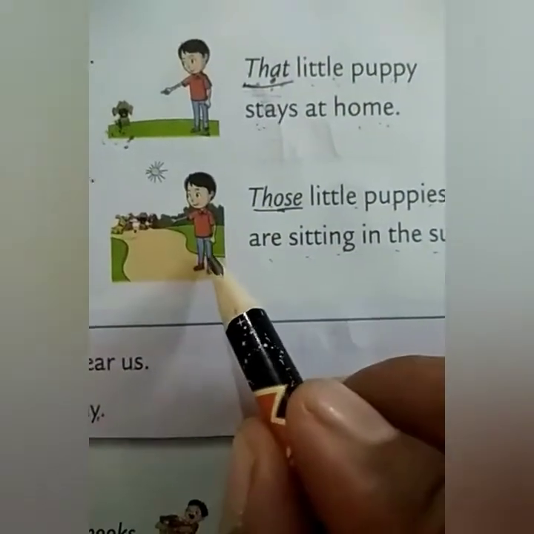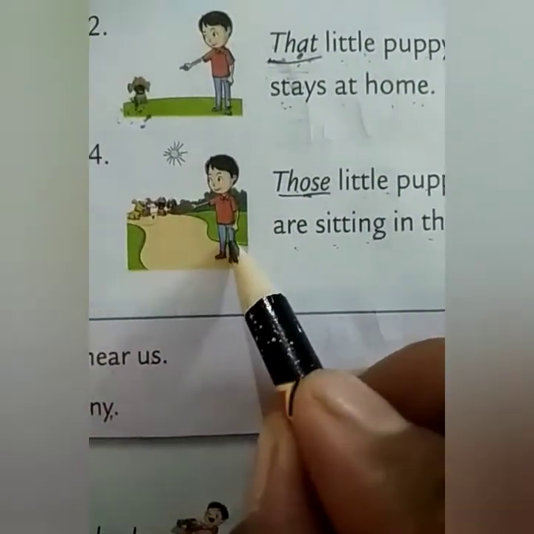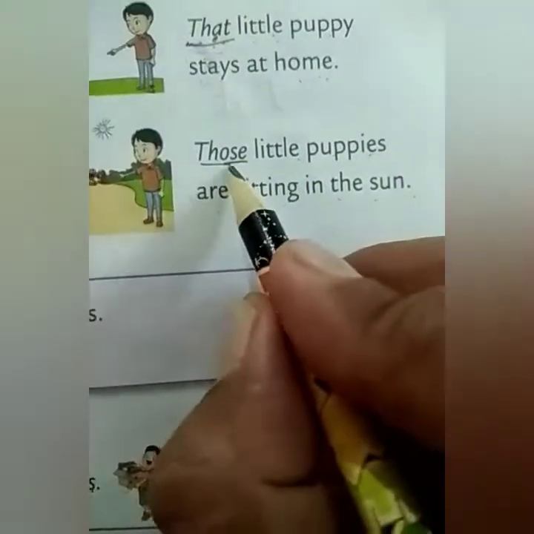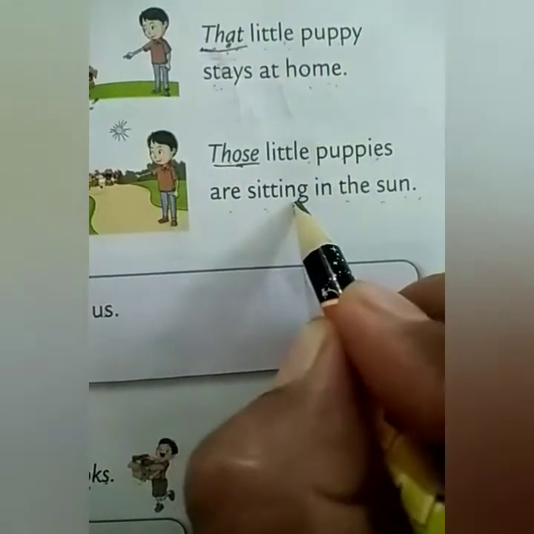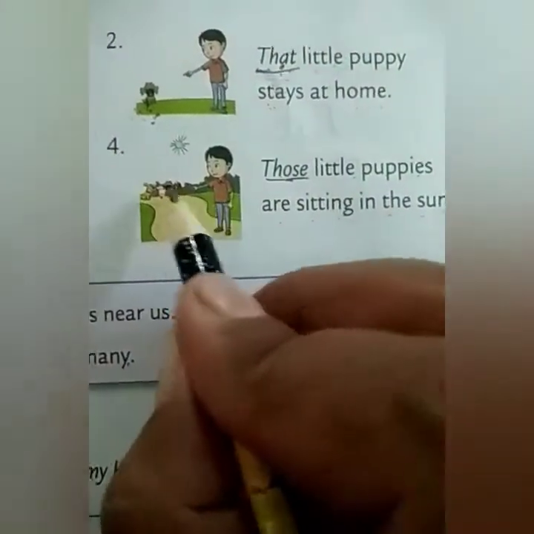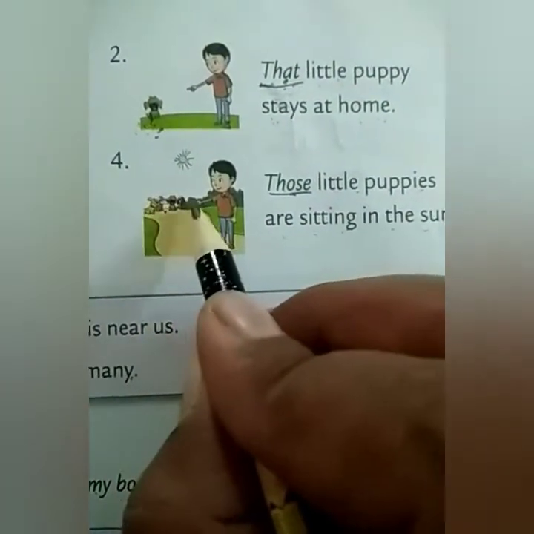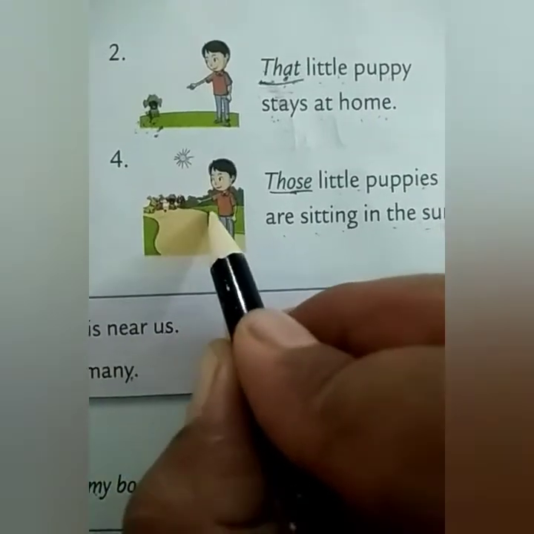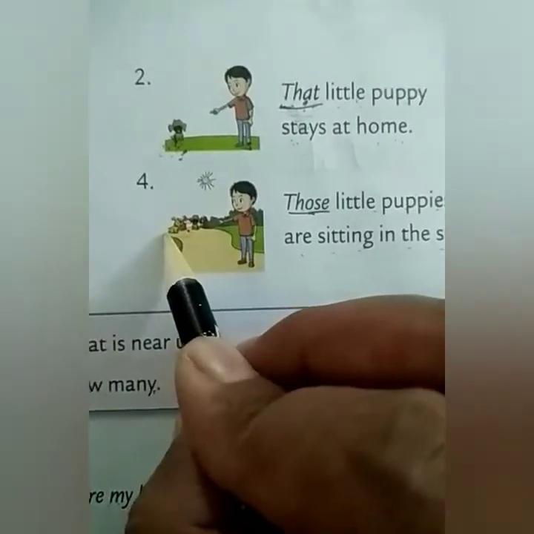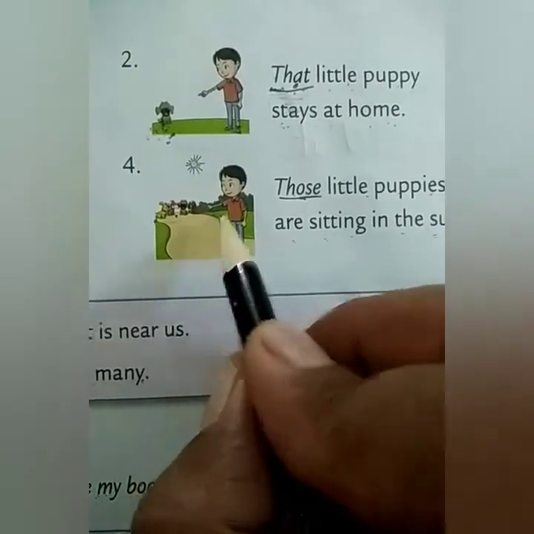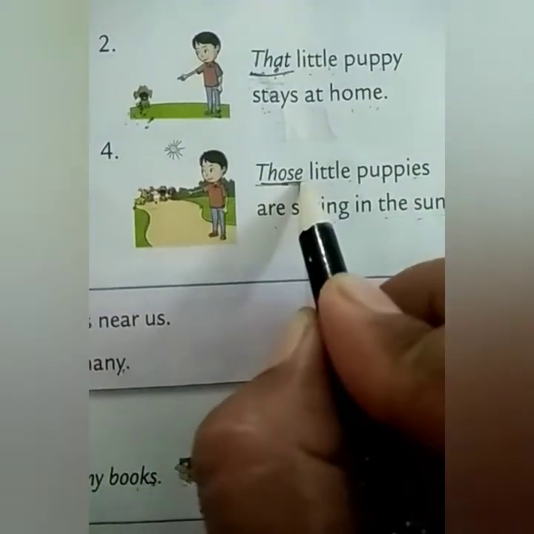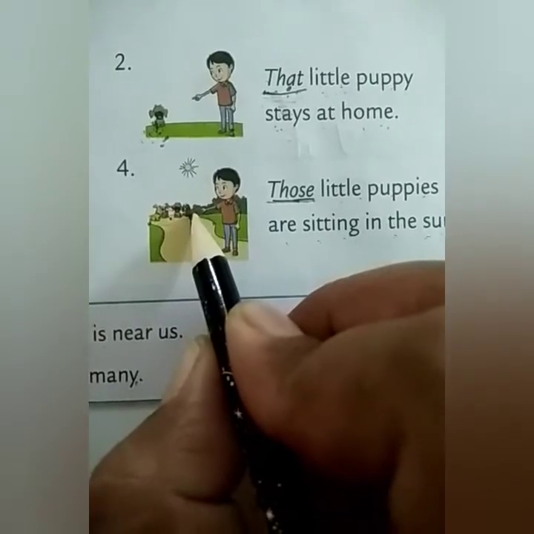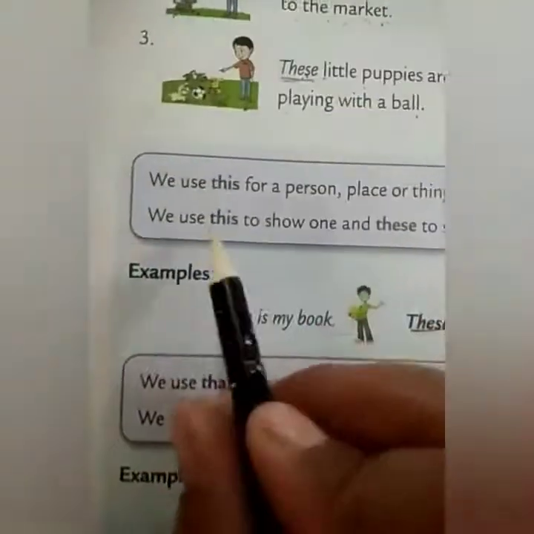Now in the next picture you can see the boy is pointing at puppies. Now what is he saying? Those little puppies are sitting in the sun. So he is pointing at the puppies as they are far from the boy. So he's using those to point out puppies. Okay. Now let us read.